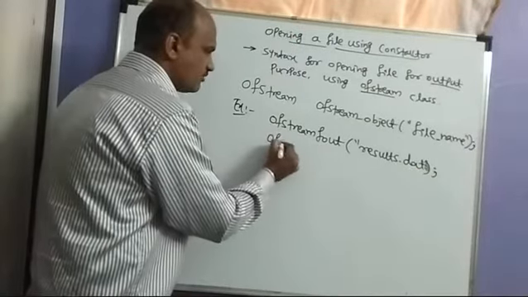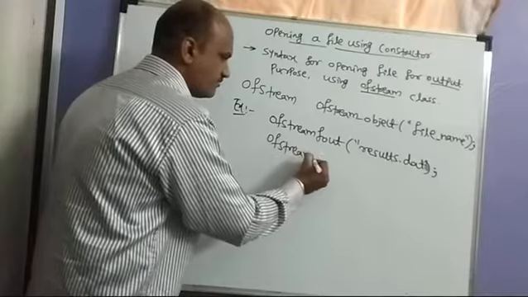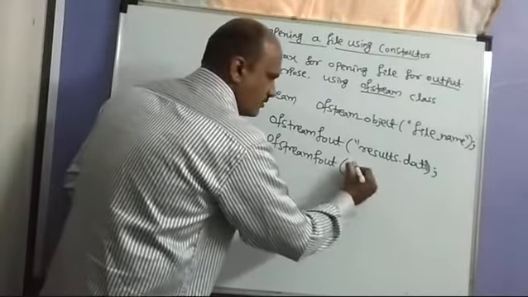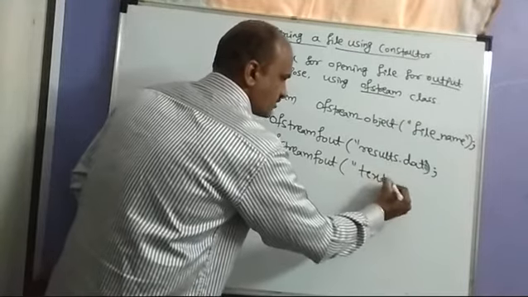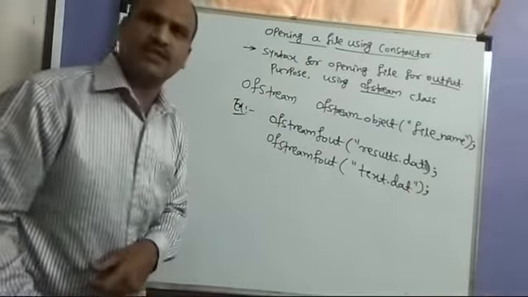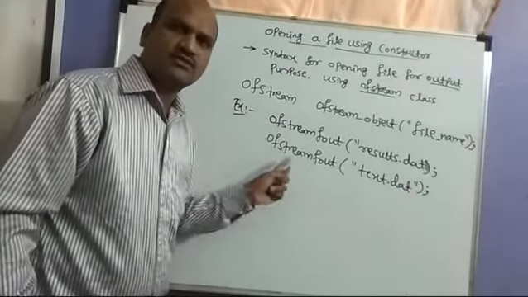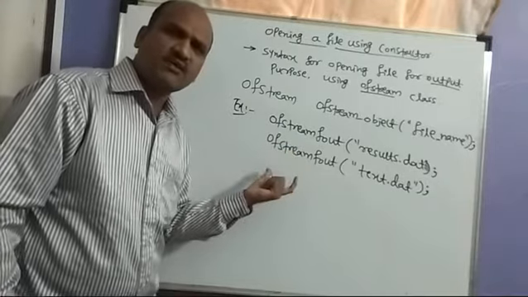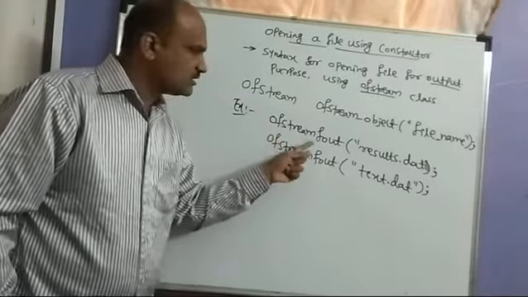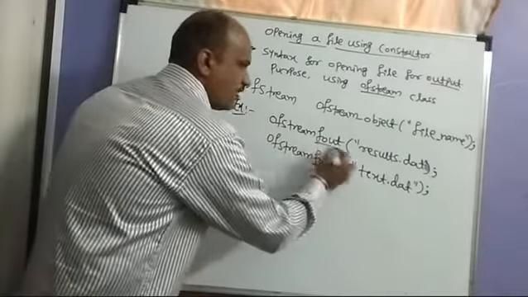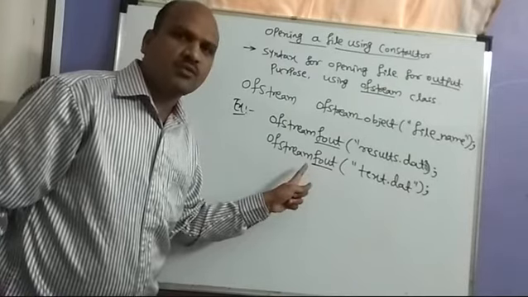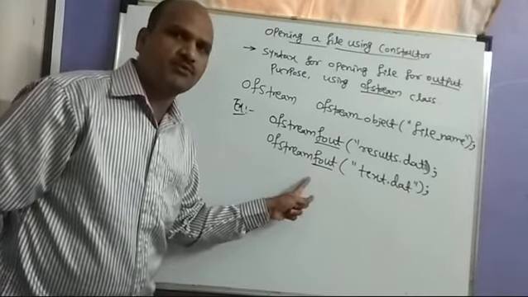We'll write another example: ofstream fout, then in double quotes text.dat, close the bracket, then give the semicolon. These are some examples. Here the fout that you have written will be the object of ofstream type, opened for output purpose only.